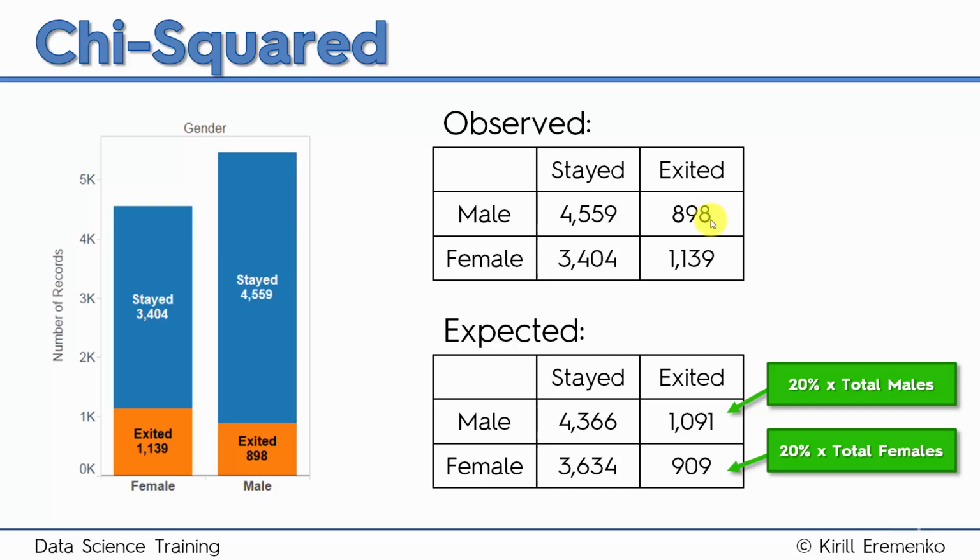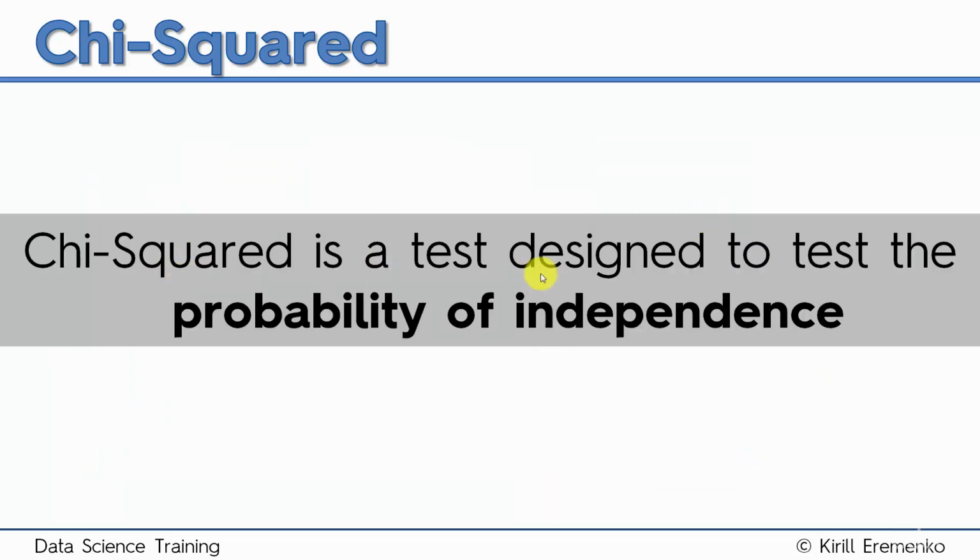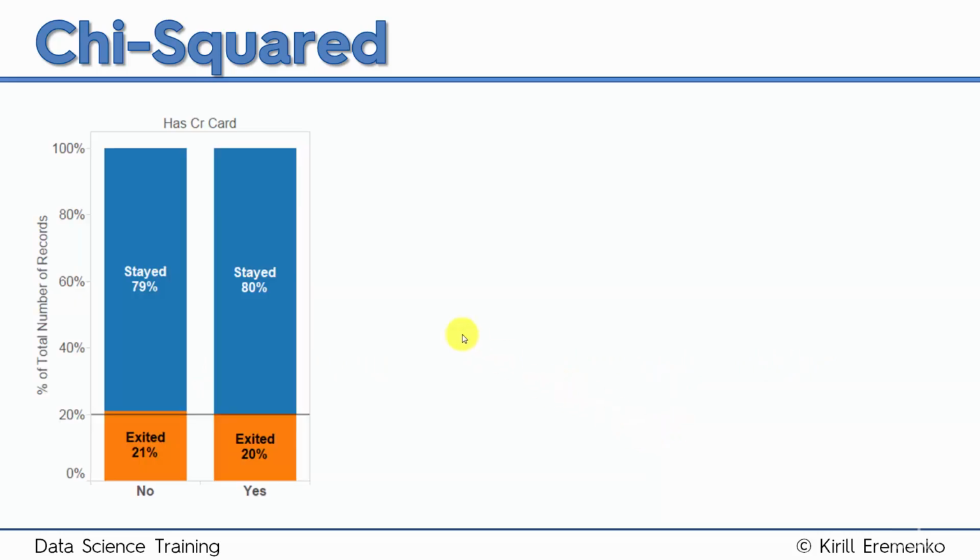So that means the chi-squared is a test designed to test the probability of independence. So we're testing whether our variable that we're looking at, exited, yes or no, is independent of gender. That's what we're testing. We're testing the probability of independence. And that's important to remember. Now, let's look at a second example before we continue on to Excel.